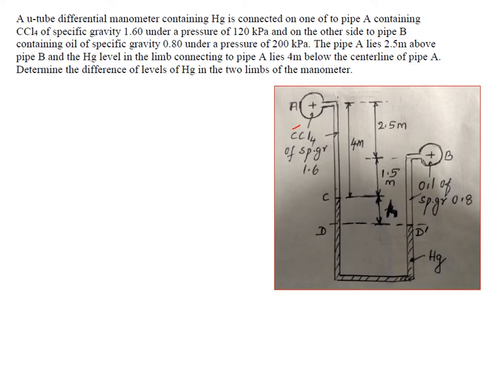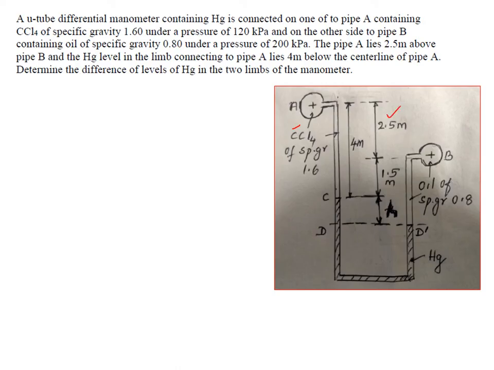So you have to show that this point has to be lower than this point. You have to be very careful, because here it is 200 kPa and here it is 120 kPa, so the pressure at B is more than the pressure at A. It is given that pipe A lies 2.5 meters above pipe B, so this is marked, and the mercury level in the limb containing A is 4 meters.